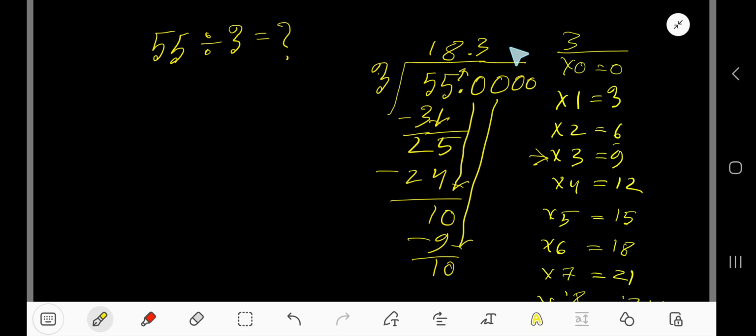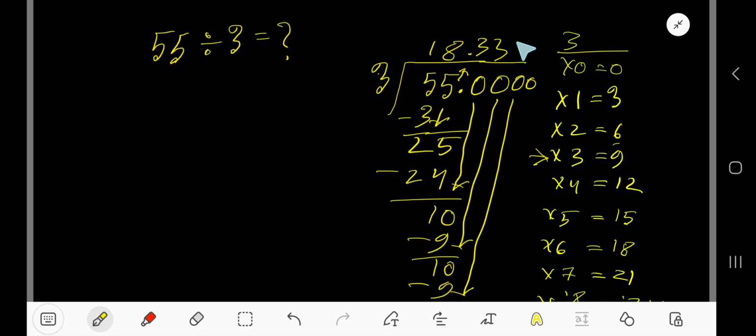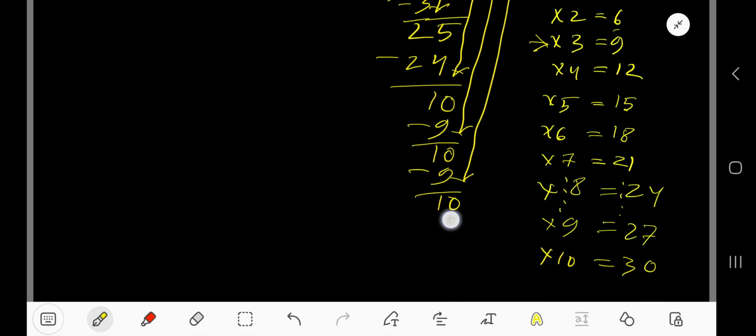3 goes into 10 how many times? 3 times. 3 times 3 is 9. Subtract, we get 1, bring down another 0. 3 goes into 10 again 3 times. 3 times 3 is 9. Subtract, we get 1.